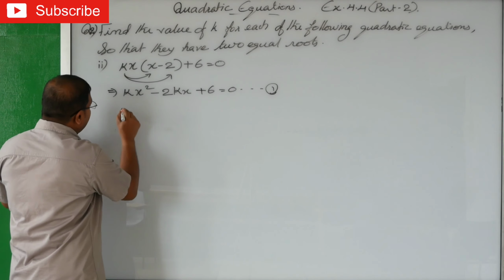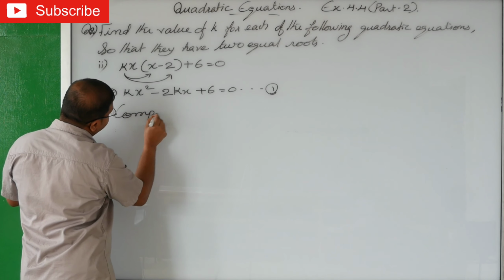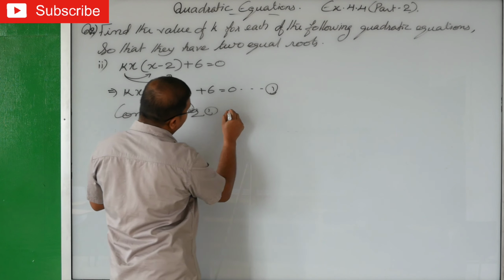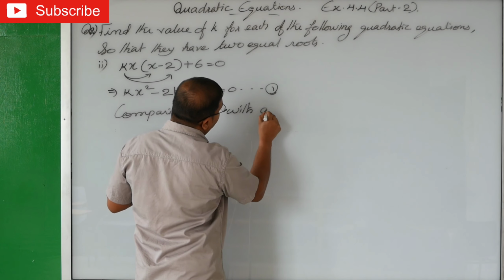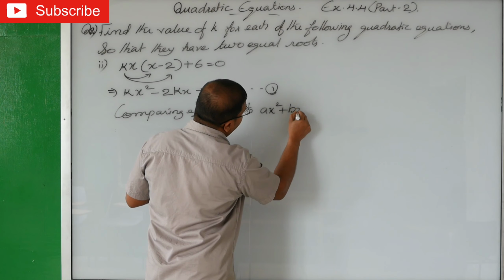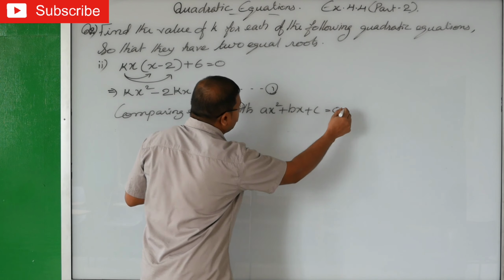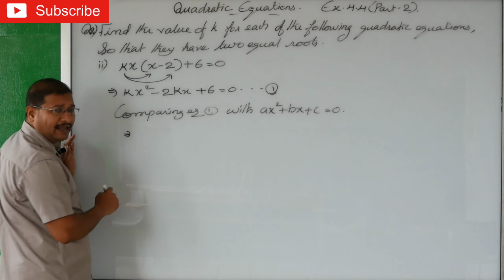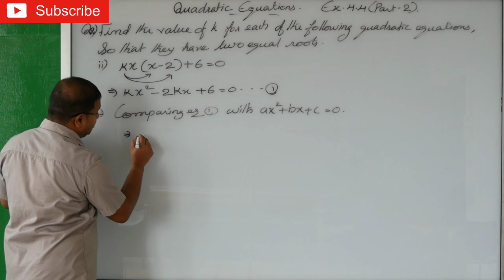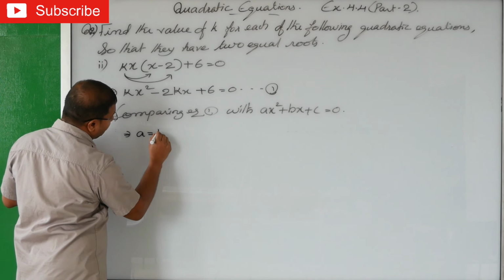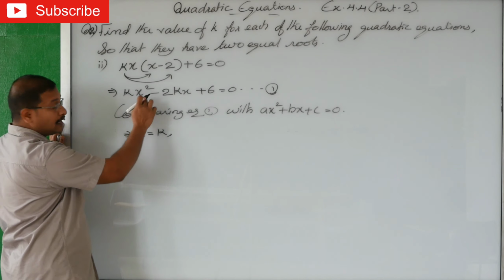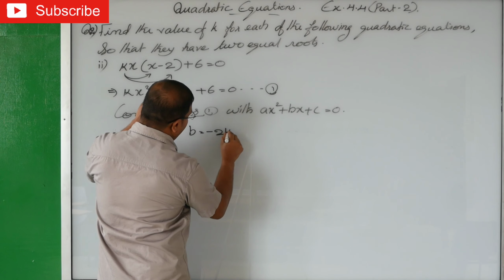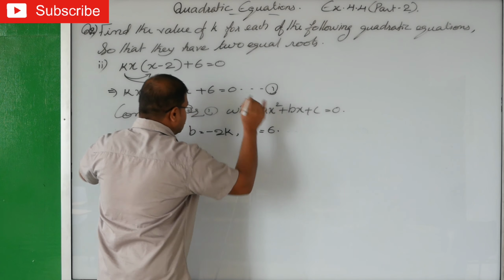Now what will you write? Comparing equation 1 with ax square plus bx plus c equal to 0. Ready? Now what will you do? This implies, what is the value of a, which is near to x square? That is a is k, and b? What is the value of b? B is minus 2k, and c is 6.